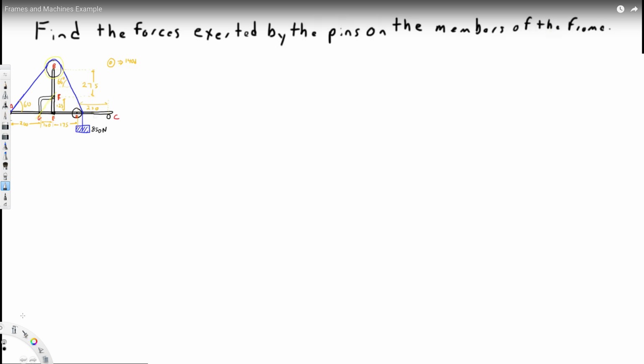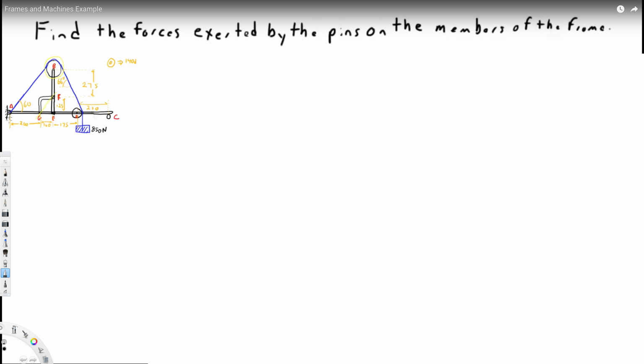We have this question right here. It's asking to find the forces exerted by the pins on the members of the frame. So we have to find each of these forces. So let's see what we can find from the outside.